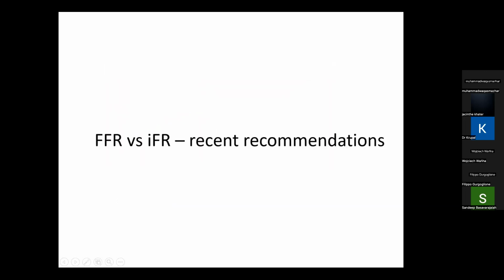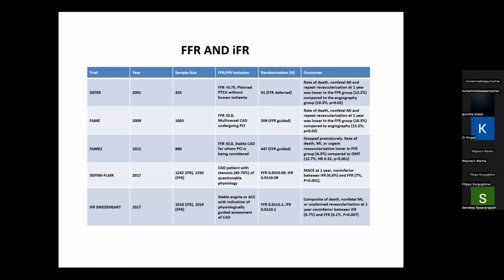Now, for FFR there are three main trials: DEFER, FAME, and FAME 2. And for IFR, there are two main trials: DEFINE FLAIR and the iFR SWEDEHEART trial. These were quite extensive trials. They had around 1,000 to 1,200 patients in the IFR and FFR groups. SWEDEHEART also had 1,000 patients. These were the most defining trials, and the guidelines were based on them.